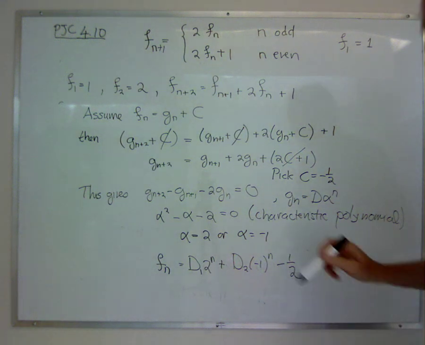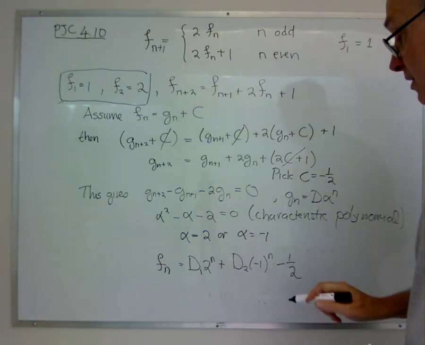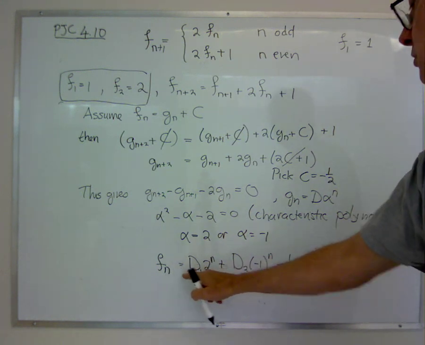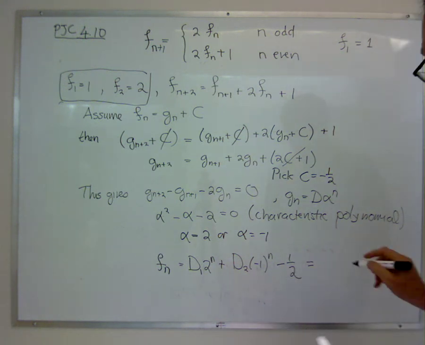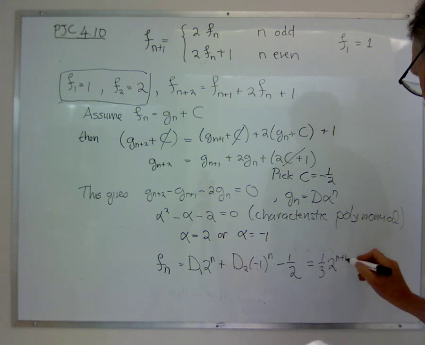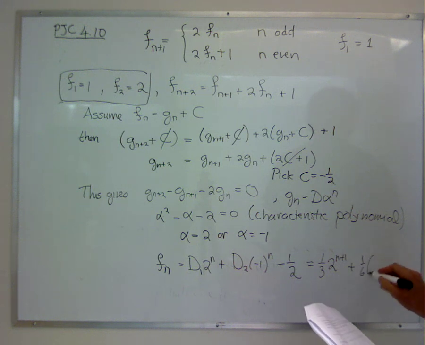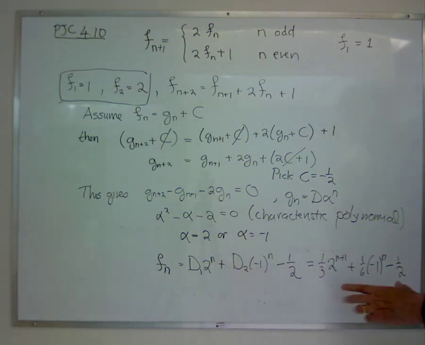How do you do it? You look at your initial values for f, and if you look at n equal to 1 and n equal to 2, you get two linear equations in d1 and d2 and you solve them. And so the answer turns out to be a third, 2 to the n plus 1, plus a sixth, minus 1 to the power n, minus a half. Right? And so this is the solution here.